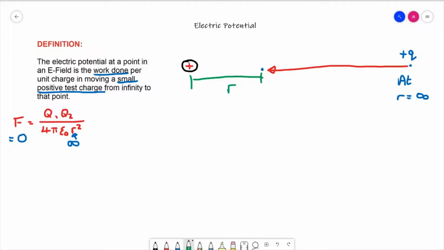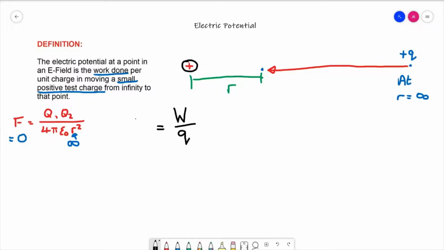What the equation says then is work done per unit charge. We can now start to form an equation for the potential at this point. Work done per unit charge means W over q, and we're going to use little q here for charge because we're talking about the charge of our small positive test charge. And that will equal the electric potential.